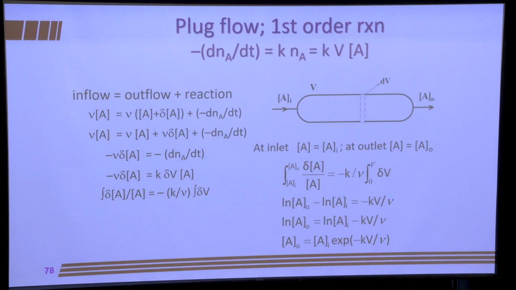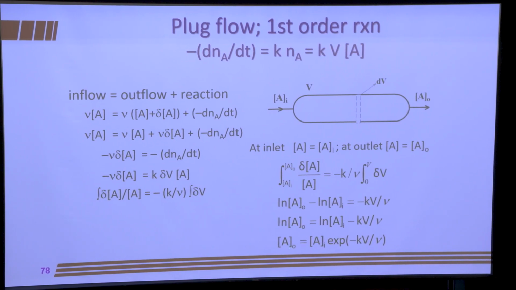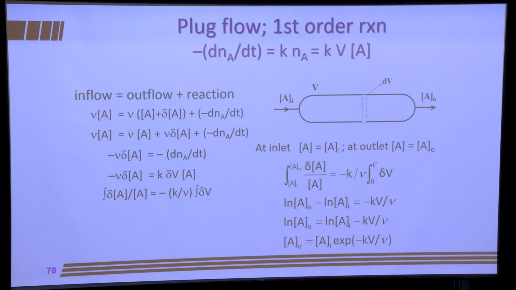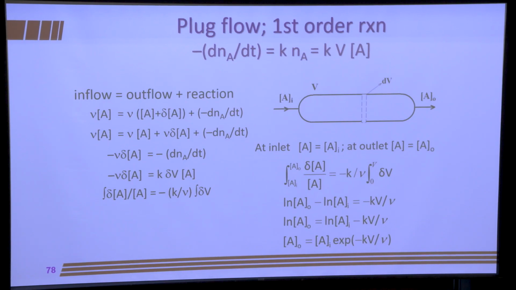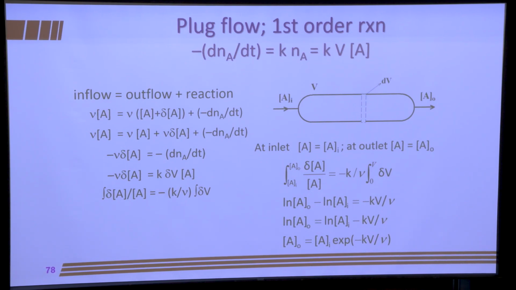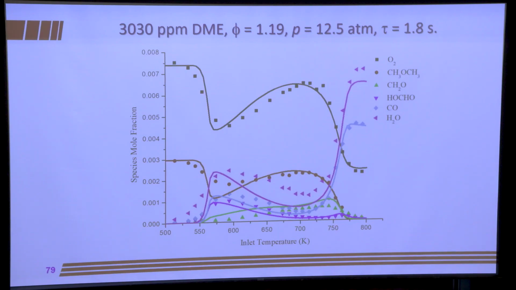Okay, and so we have the concentration of A at the outlet is equal to the concentration of A at the inlet times the exponent of minus K t, because the volume divided by the volume flow rate is actually time. And this is essentially first order kinetics. It follows first order kinetics, and that's what comes out of it. Okay, so that's that.